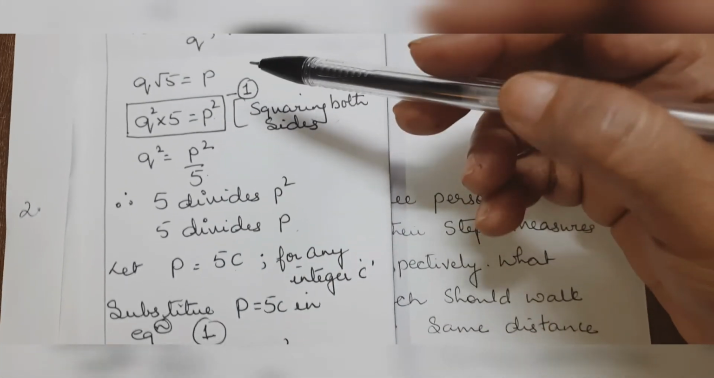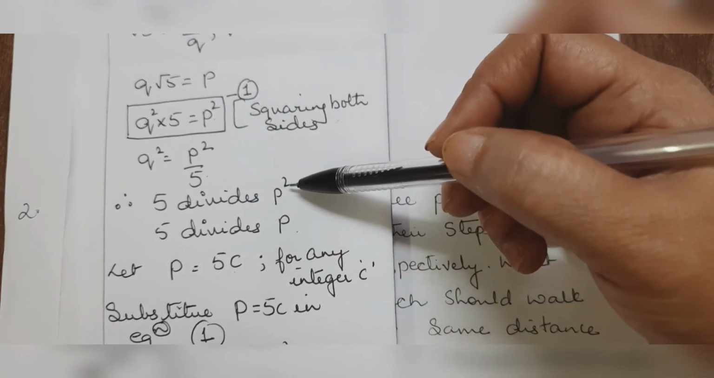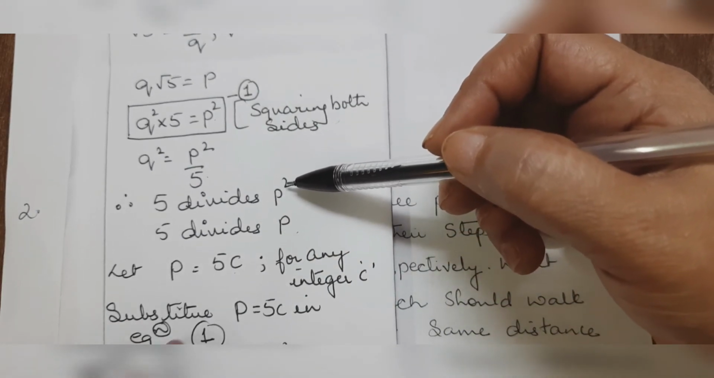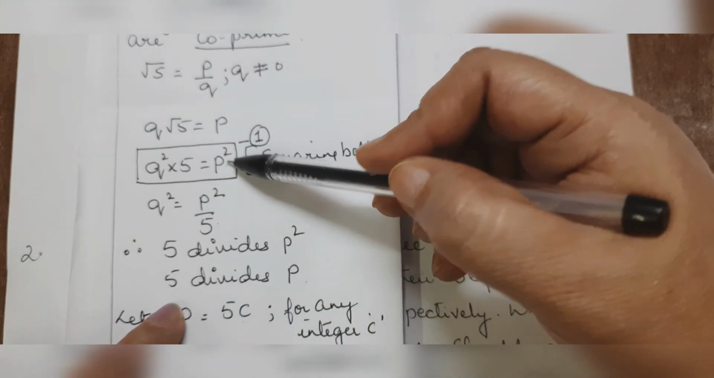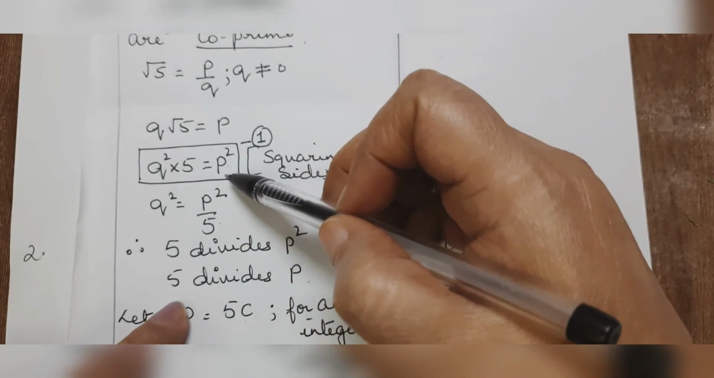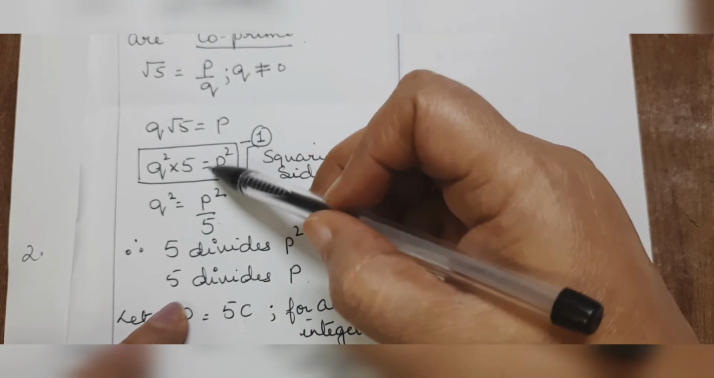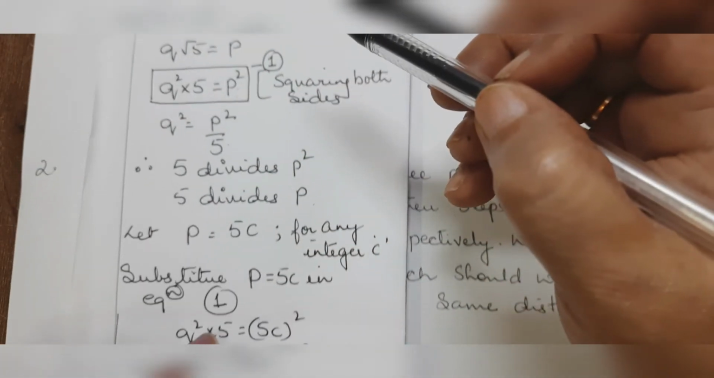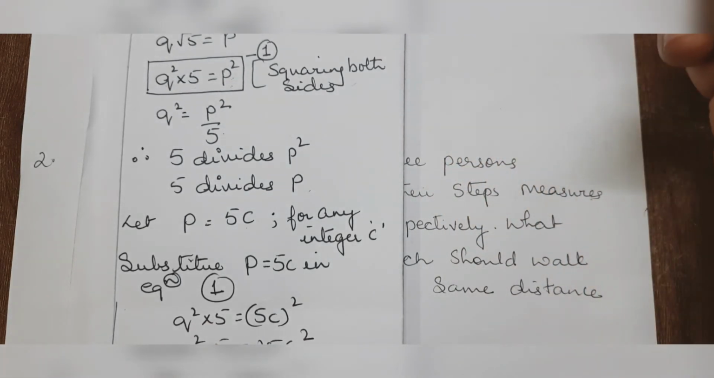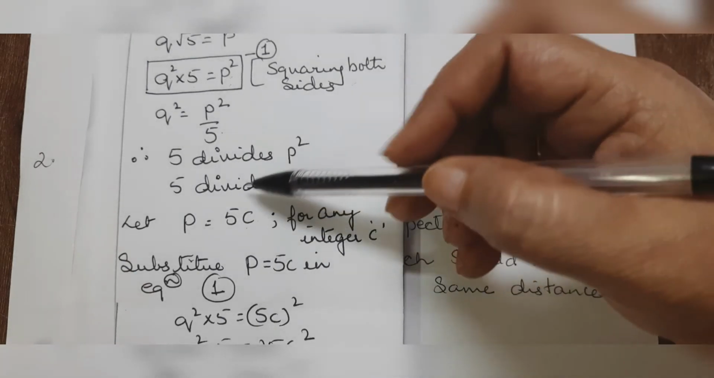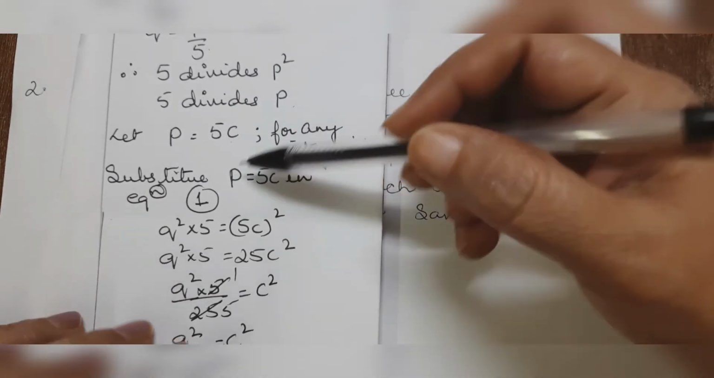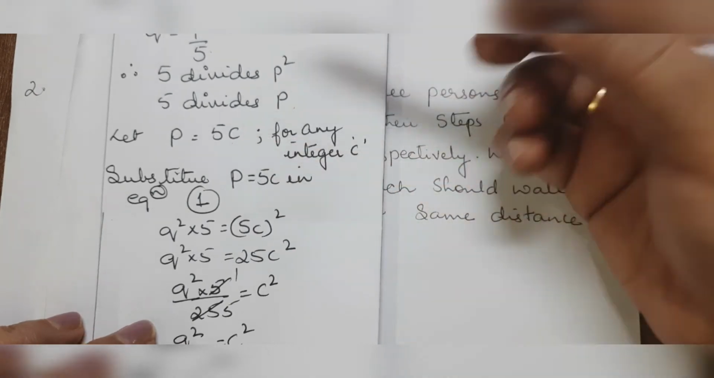Now how do we know that P only I should take, or some of you have confusion, how do I decide that P should be 5C? One trick for you to know it: Q already has the number, which is the part that does not have a number, that is P. So that one we will give a number to. It might seem funny, but you can remember it this way. So P equals 5C for any integer C. Substitute P equal to 5C in equation 1.